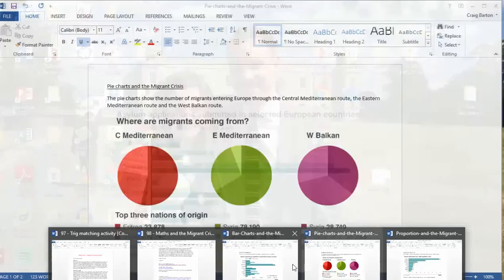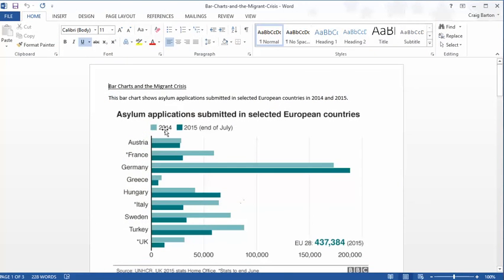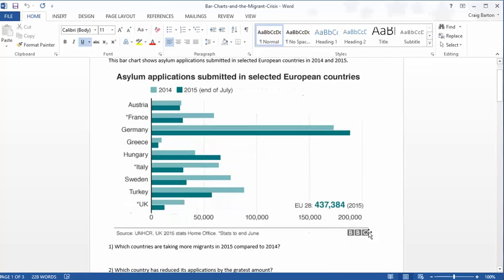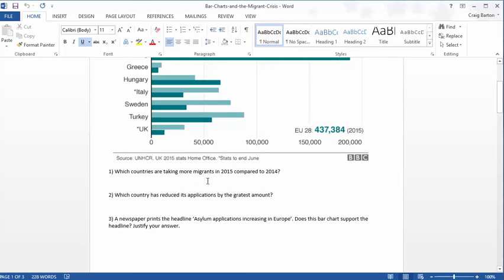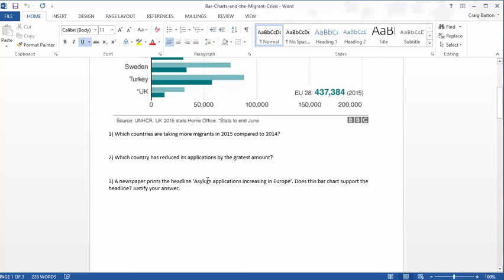Let's start with the bar charts one. So you get here, the bar chart shows the asylum applications submitted in selected European countries in 2014 and 2015. And you get the source that this is from the BBC. And the vast majority of these diagrams are from the BBC, presented on the BBC website with an article surrounding it. But what Peter's done here is he's then asked students questions using their Key Stage 3 or GCSE skills. So which countries are taking more migrants, which has reduced it by the greatest amount, and so on.